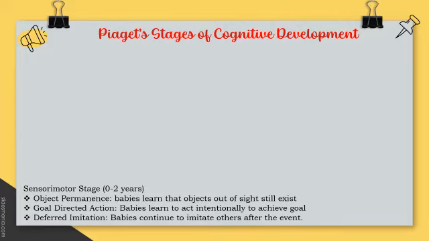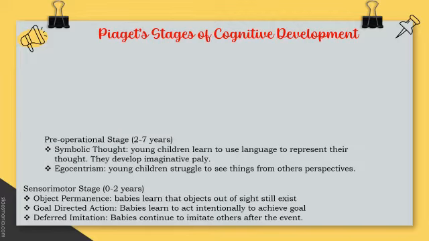The second stage is the pre-operational stage, that is 2 to 7 years. This is wherein the foundation of language development may have been laid during the previous stage, but the emergence of language is one of the major hallmarks of pre-operational stage development.